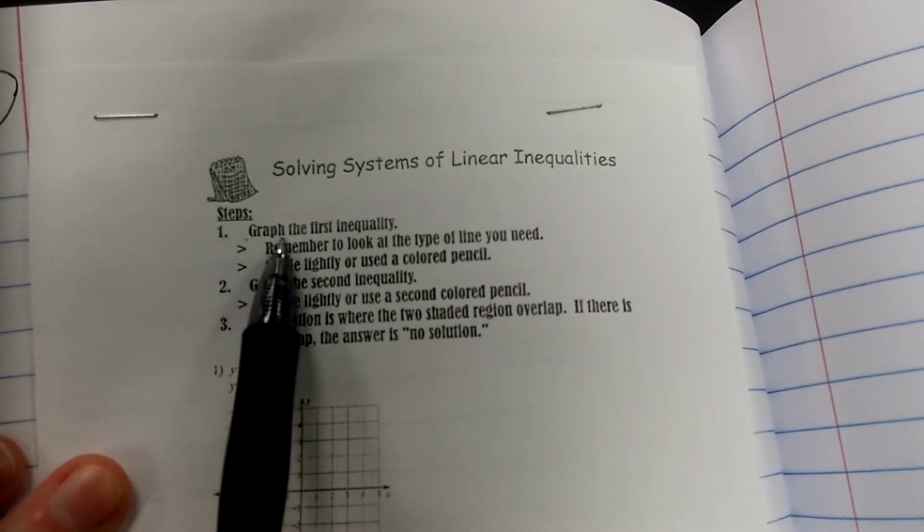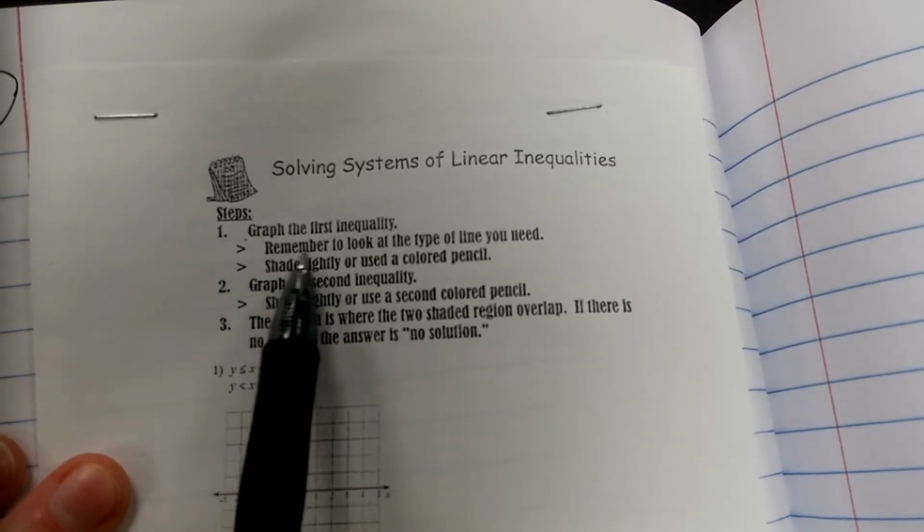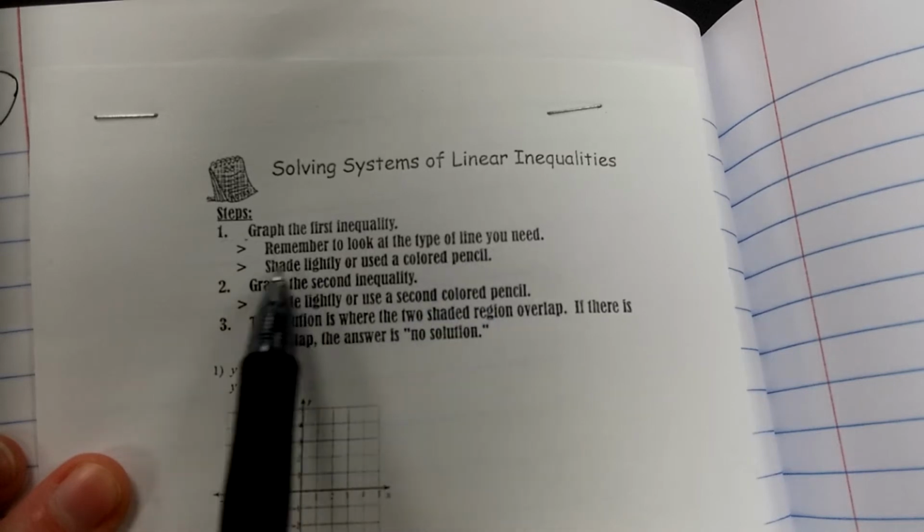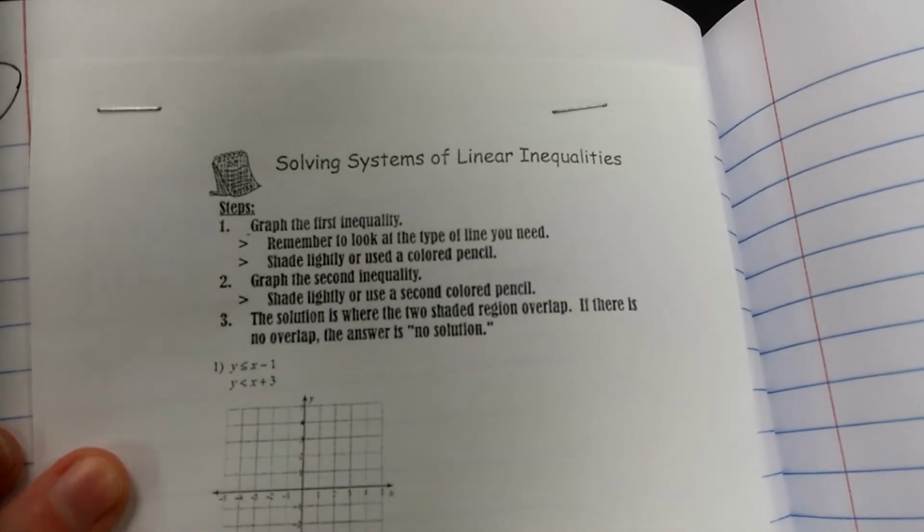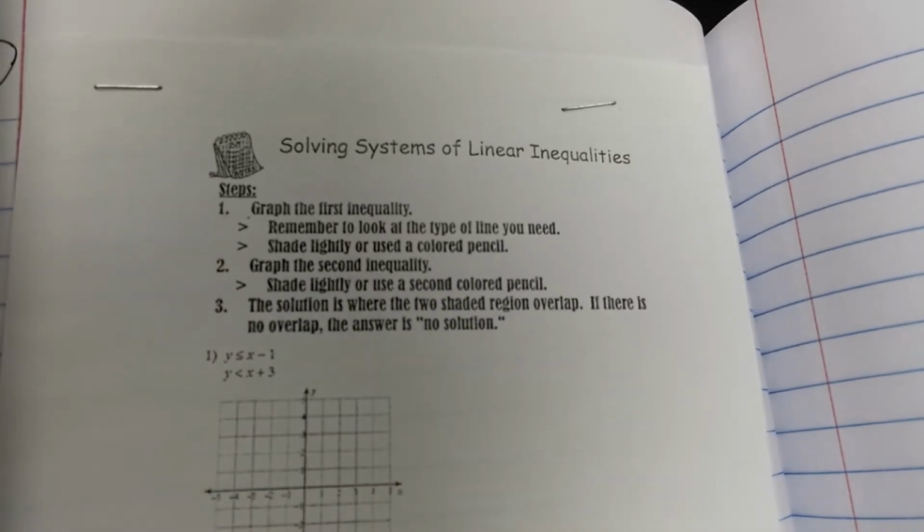So number one is to graph the first inequality. Remember to look at the type of line you need, and remember to shade lightly or use a colored pencil. I find that it's easier to use colored pencils or to use two different colors when doing this. But on your SOL test, you may not have colored pencils. So you're going to have to figure out how to shade lightly. So for today, I'm going to use purple and yellow.